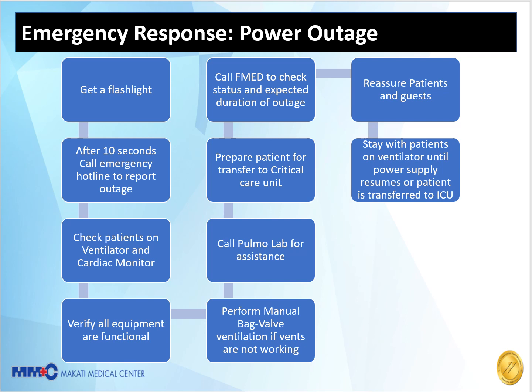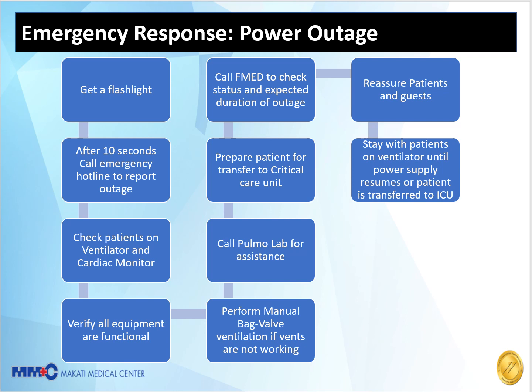When PORC protocol is activated, here are the guidelines or the steps that we need to observe to ensure that all our staff and patients are safe. Once PORC protocol is activated, the staff should get a flashlight and after 10 seconds, call emergency hotline to report the outage. Then afterwards, we need to check patients on ventilator and on cardiac monitor. Validate if all equipments are functional.